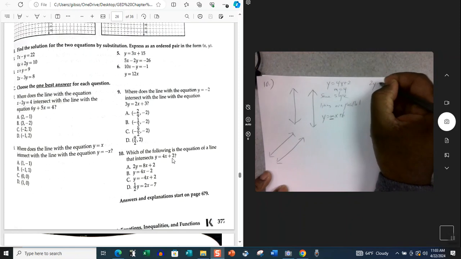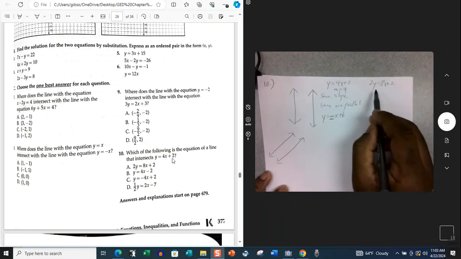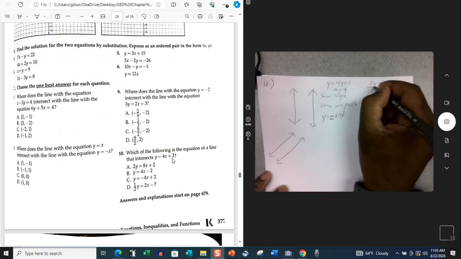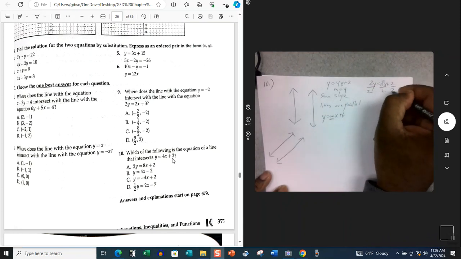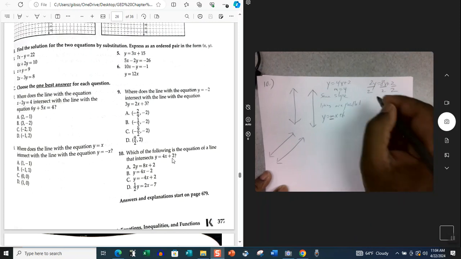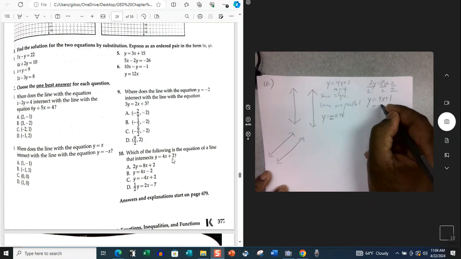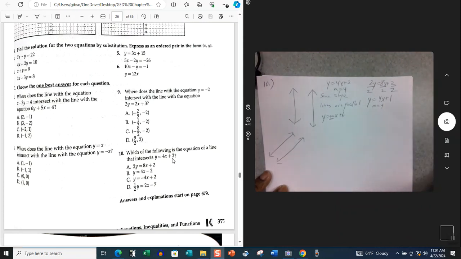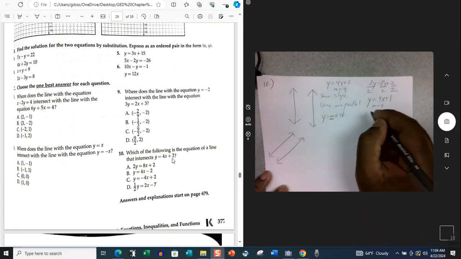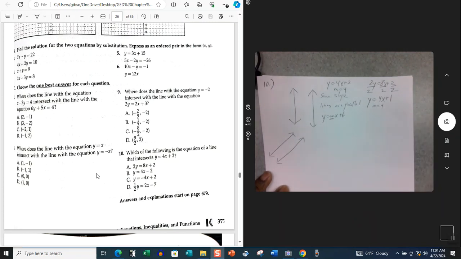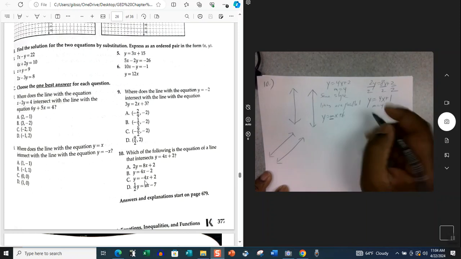A, we had 2y equals 8x plus 2. Now remember, we got to get y by itself. So we would divide each side by 2, and that means each individual term. So y is equal to 4x plus 1. This has a slope of 4. So that means we can't use A. Now we go on to B. If you look at B, it's already in y equals mx plus b form. This slope is 4, so we can't use B. Now we go to C. This is in y equals mx plus b form, but C has a slope of negative 4.